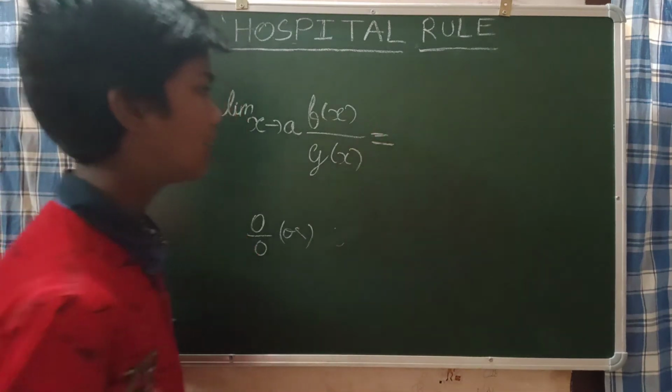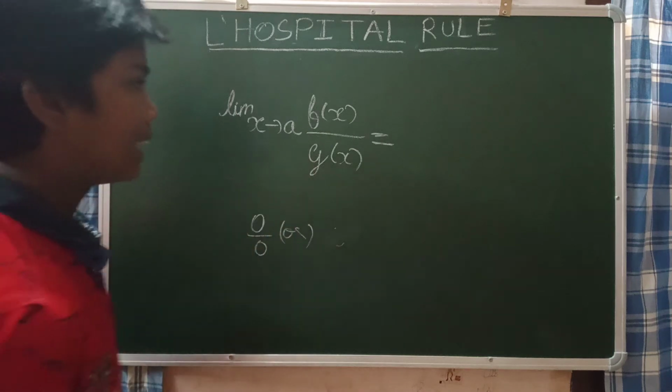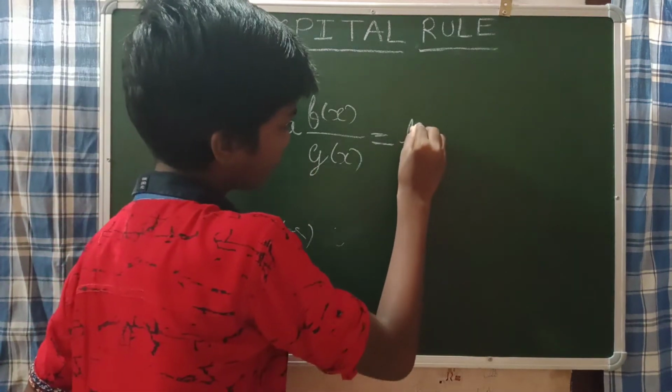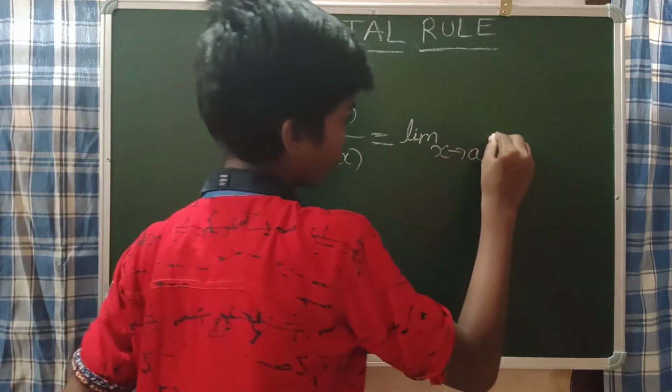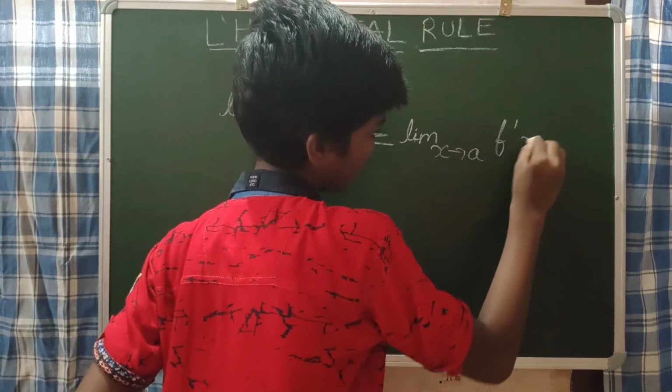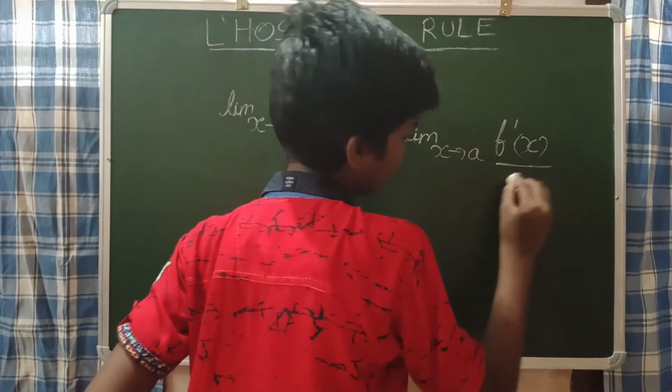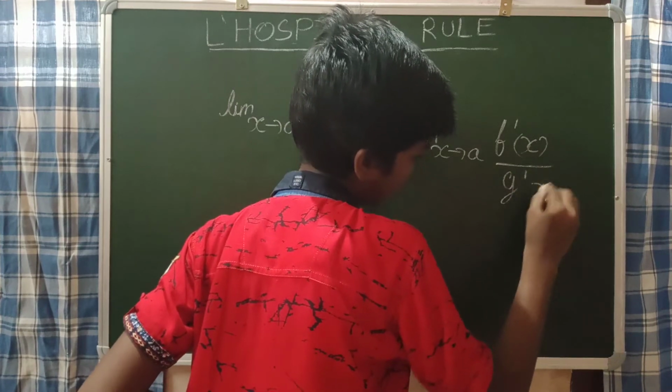based on the L'Hospital rule, the value of this limit is limit of x tends to a of f dash x divided by g dash x.